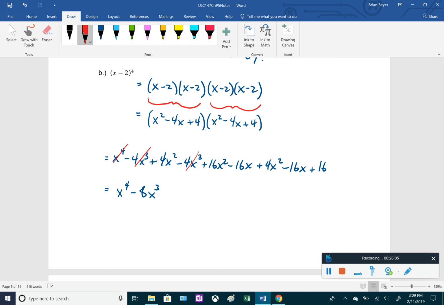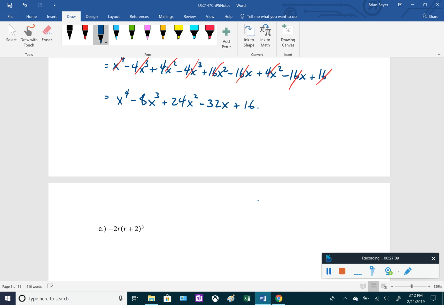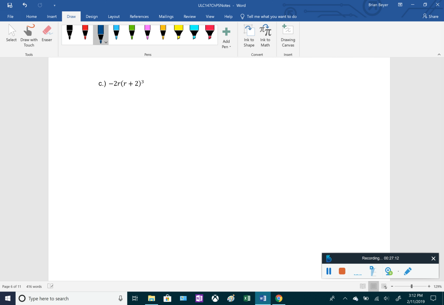And then we have three different squared terms, so it's 24x squared. And then for the x terms, we have negative 16 minus 16, negative 32x. And lastly, for the 16, we just have plus 16. Okay, and that's it for that one. So let's do, I think, a couple more here. Do one more of these ones, actually.